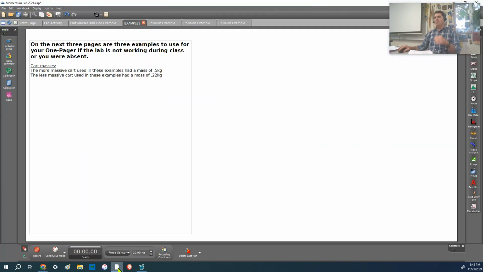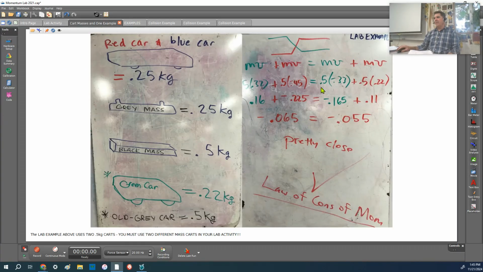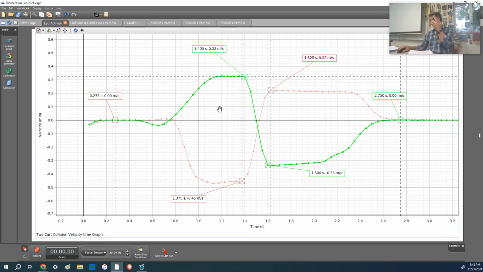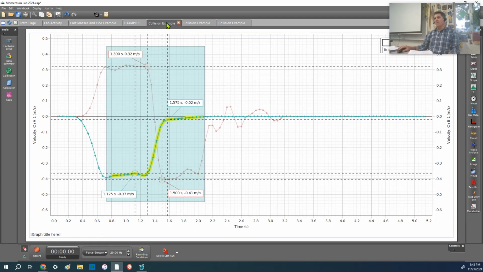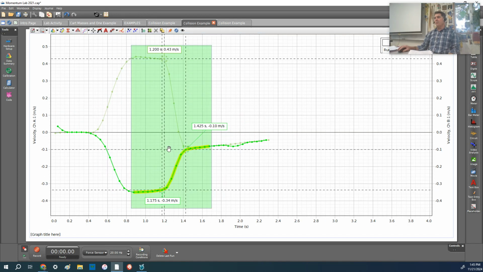So if we go back to the actual lab, this one basically takes the example and shows you how to do it mathematically. Now you can't use this math because the two carts are actually 0.5 and 0.5. When I did this one, I did two carts that were the equal mass, and you're not allowed to use that. So these examples actually are carts of different masses, and you can tell. I'm not going to tell you which one is which. These are just three examples.